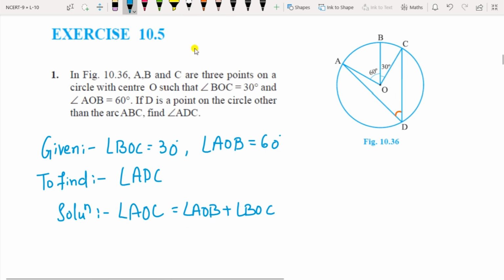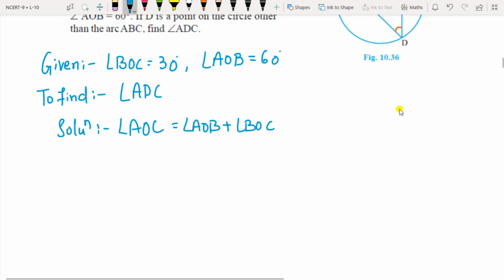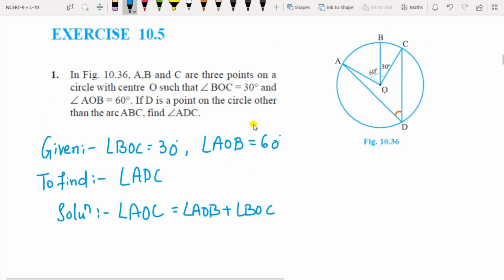Exercise 10.5. Here a circle is given with center O, and A, B, C and D are points on the circle, where angle BOC is given as 30 and AOB is given as 60. You have to find angle ADC, the one I have shown in orange. So this is the given, and the solution is as follows.